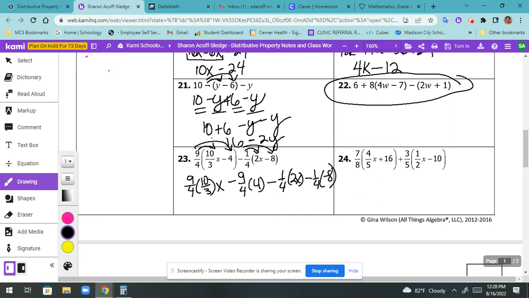So here it is simplified to 15 over 2x. If you put it in your calculator, let me know if you got the same answer. Minus 9 minus.